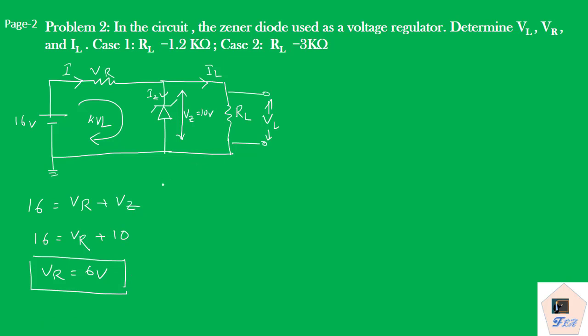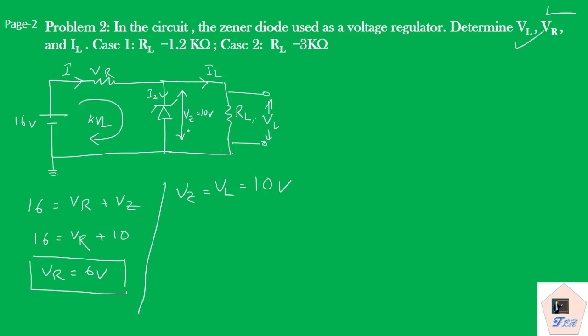Now second thing, VR we have found. Now we have to find VL. Now you see this diode is operating in the breakdown region. So Vz is constant, which is 10 volt. So that means voltage across RL, which is VL, will also be constant. So we can say Vz is equal to VL is equal to 10 volt. So this one also we have found.